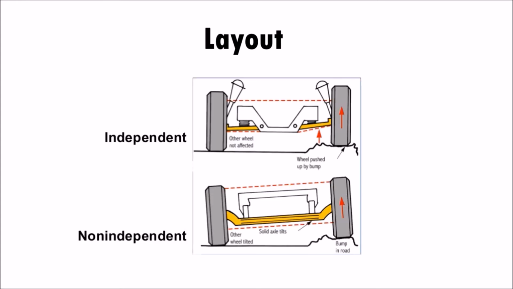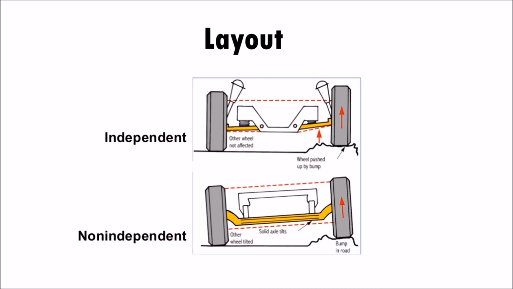Now let's discuss the layout and the working of the suspension system. There are two types of layout, as clear from the figure: independent and non-independent layout. In case of independent, both the wheels are independent. If one wheel is pushed by a bump, then the other wheel is not affected. But in case of a non-independent one, a tilt in one wheel causes the other wheel to tilt because they are connected by a solid axle.